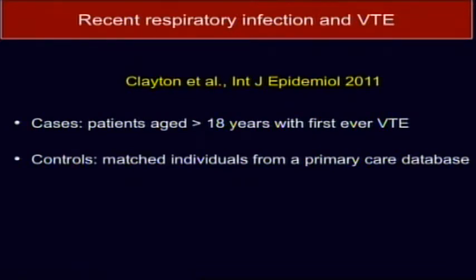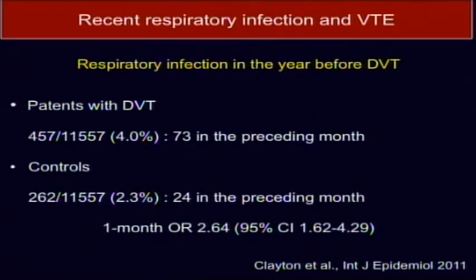This is a typical cross-sectional study, case control study, if you want to call it. Cases were patients aged more than 18 years, as you see, and they had the first ever episode of venous thromboembolism. And these patients were matched with individual controls that were taken from a primary care database. So let's see the data first concerning deep vein thrombosis.